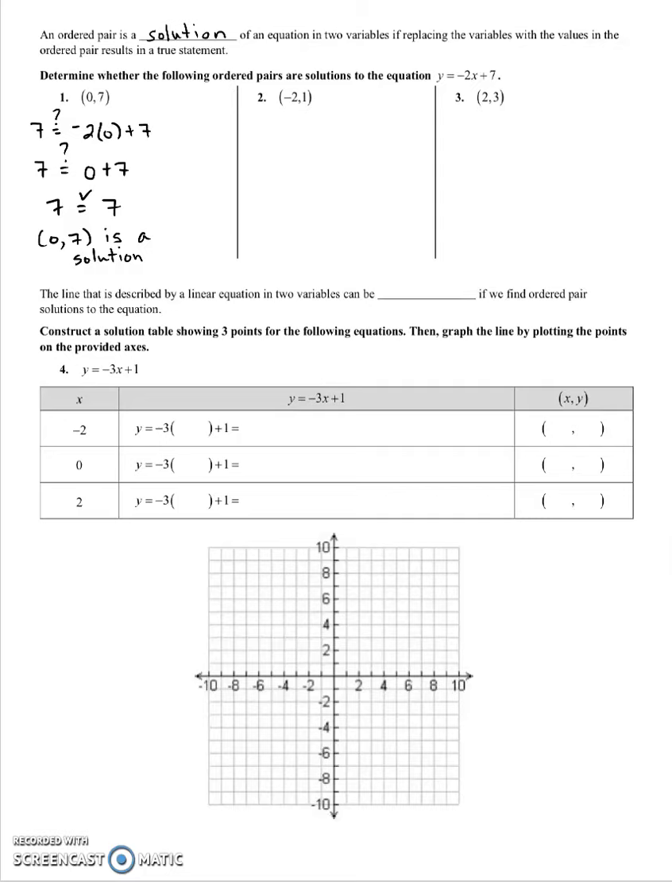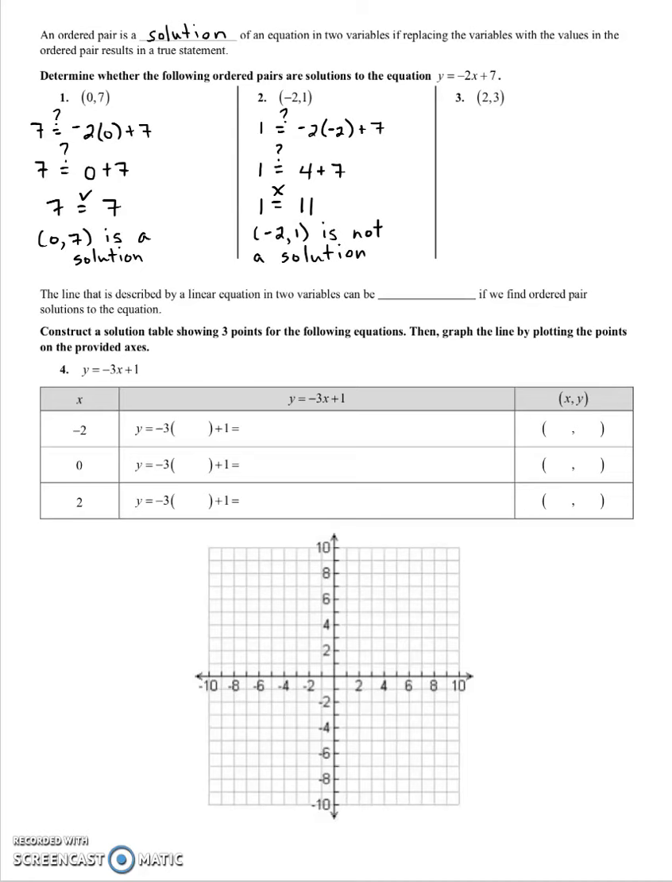So for number 2, we have the point negative 2, 1. So we need to know if we put 1 in for y and negative 2 in for x, if we get a true statement. Negative 2 times negative 2 is a positive 4. So we have 1 equals 11. That is not true. So negative 2, 1 is not a solution of the equation y equals negative 2x plus 7.